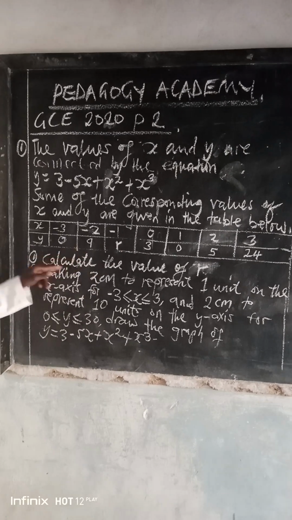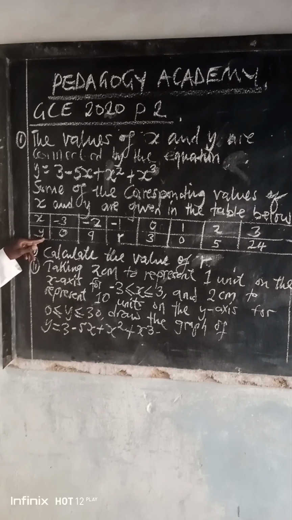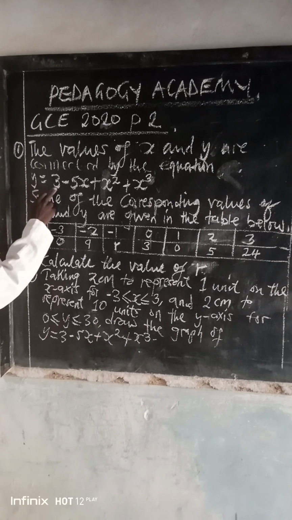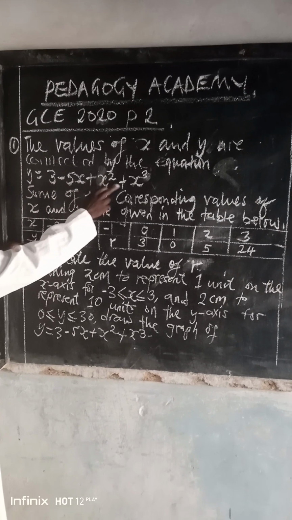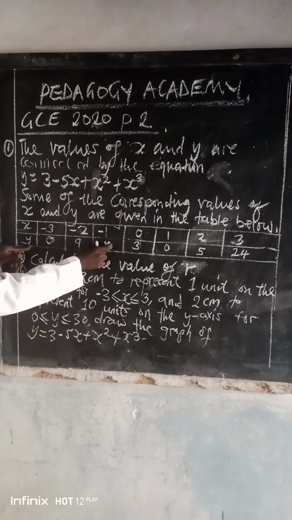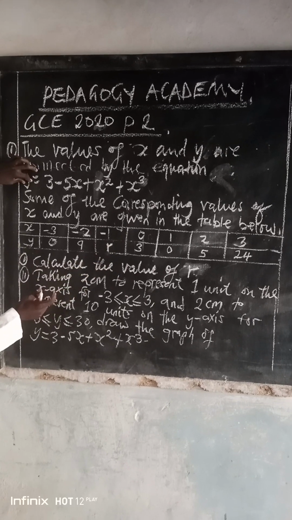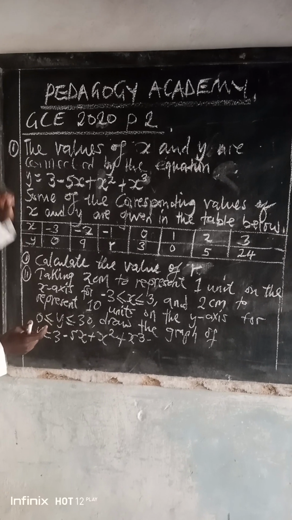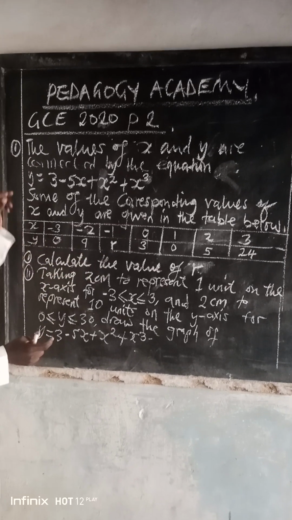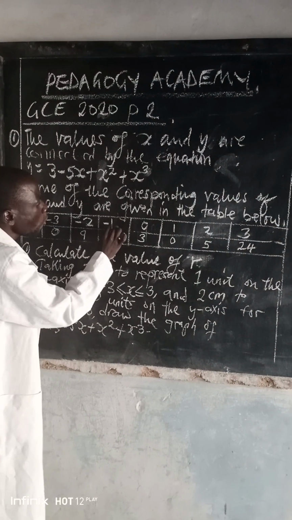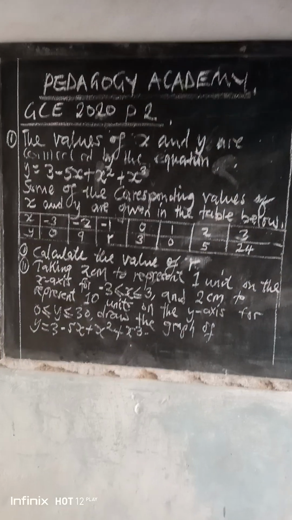So R is standing for y. On this equation, we have y equals 3 minus 5x plus x squared plus x to the power 3, which means this R is y here. For us to find R, which is y, we are going to substitute. Where there is x, it will be replaced by -1.